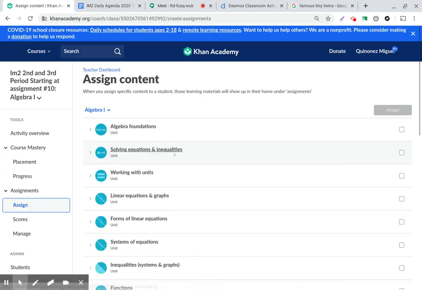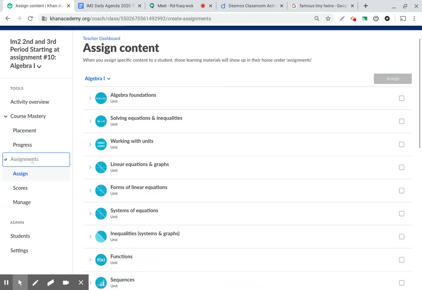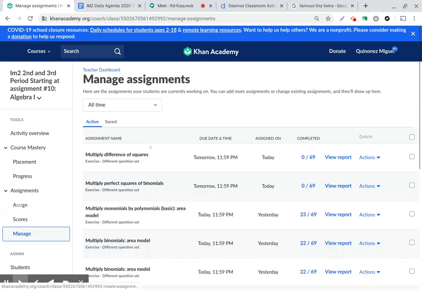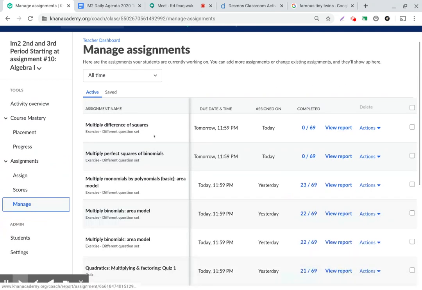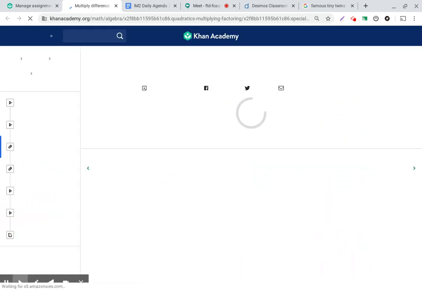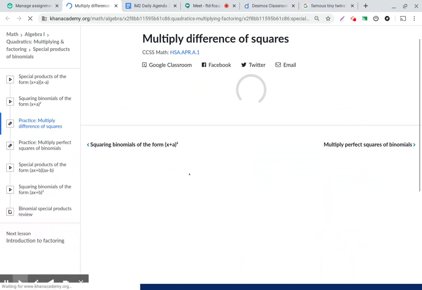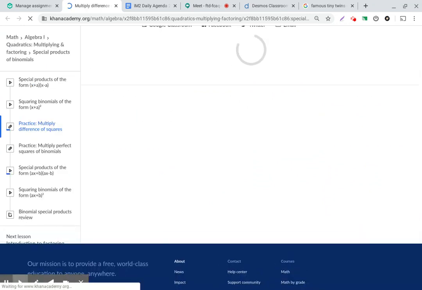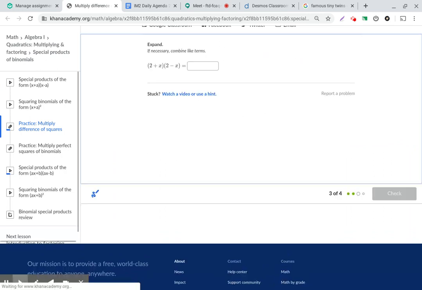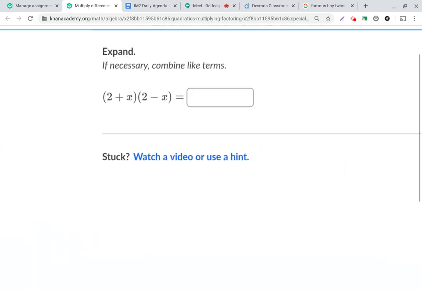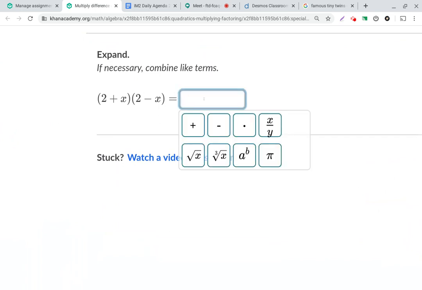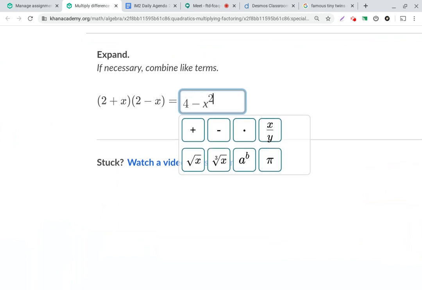I'll just review it here first and then give it a second for it to catch up. Difference of squares. Just take a peek at my screen for a bit, and then we'll wait for a minute. It's coming right now. Definitely fraternal twins, right? One's positive, one's negative. So this is going to be 4 minus x squared.